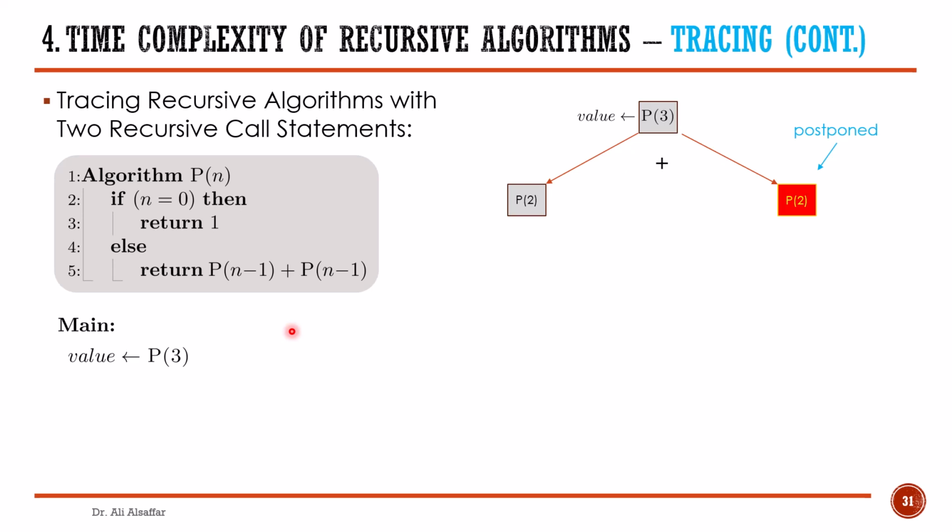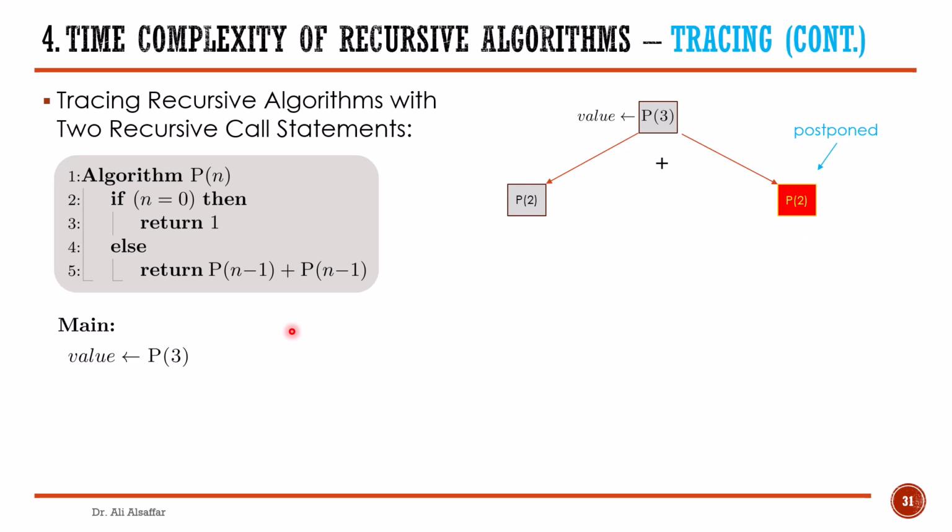In this situation, the trace can be represented by a binary tree, where each internal vertex has a left child for the left call and a right child for the right call. The sequence of execution of these calls is that the call for the left child is executed first and the call for the right child is postponed, where it will be executed after returning back from the left call.